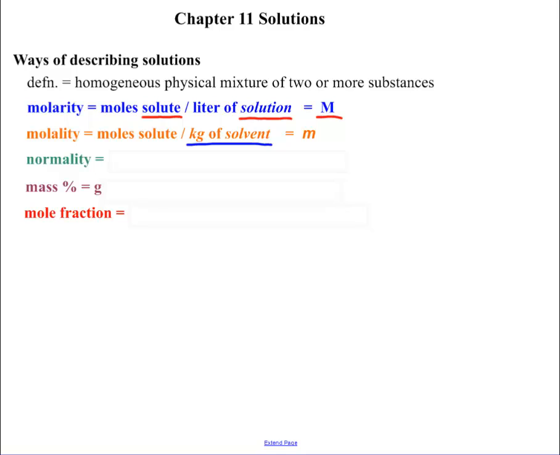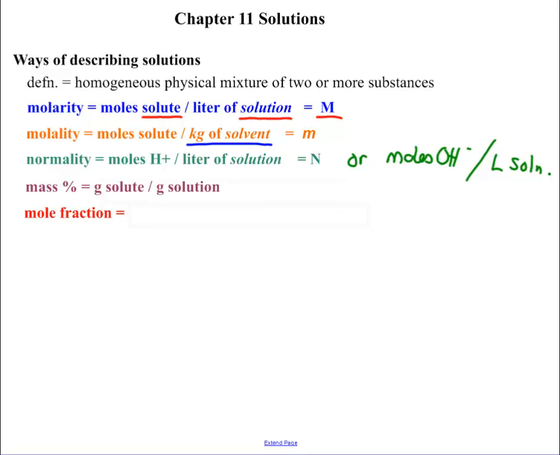Another term that's rarely used anymore is normality. Generally, we talk about normality when we're talking about acids and bases. Normality is the moles of hydrogen ion, or it could be moles of hydroxide ion, per liter of solution. So normality is really just a subset of molarity, but we're looking specifically at hydrogen ion concentration or hydroxide ion concentration. Mass percent is another way of looking at a solution.